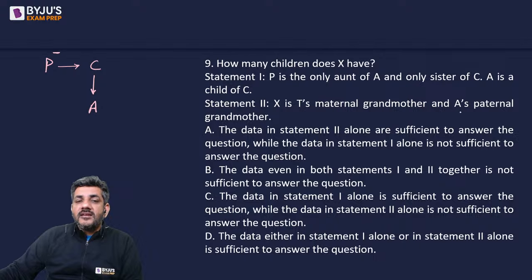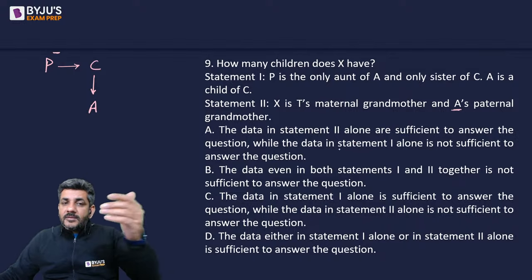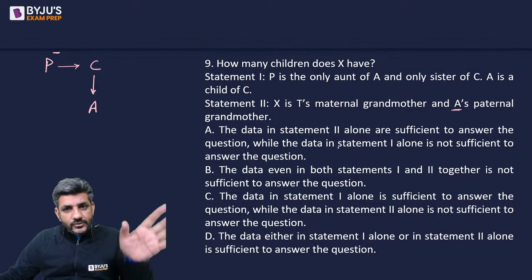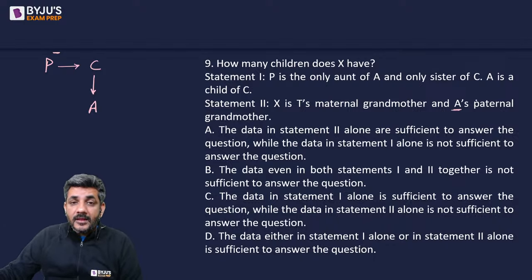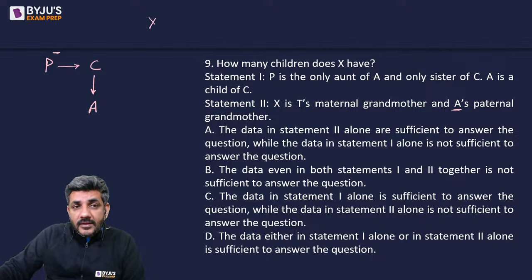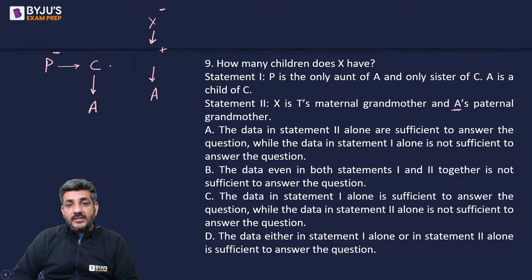X is P's maternal grandmother and A's paternal grandmother. अब इसका यूज करने के लिए भी मेरे पास A का कोई रिलेशन चाहिए which can only come from statement 1. So either I have an answer from statement 1 and 2 or I would not have an answer. So let's combine them straight away. X is P's maternal grandmother and A's paternal grandmother. X is A's paternal grandmother. That means X is the mother of A's father, right?